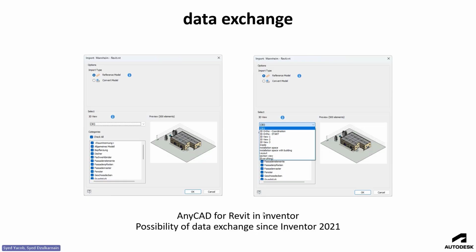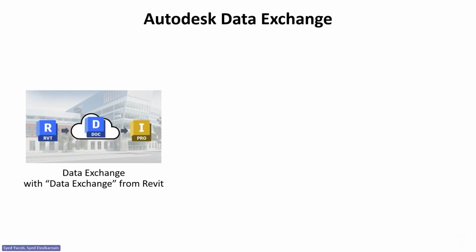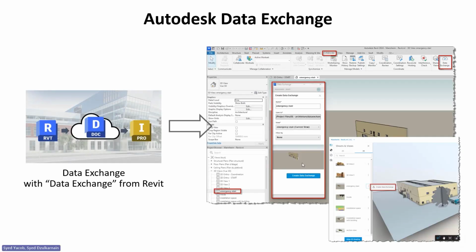This has been around since 2021. So if you are a user of both applications, are you aware that you are using this Inventor or Revit connectivity? It has been around for some time. Data exchange from Revit. So let's say this is an example from Revit. I can specify, in this case, just the emergency stair, and share that particular area through data exchange without even sharing the whole building.